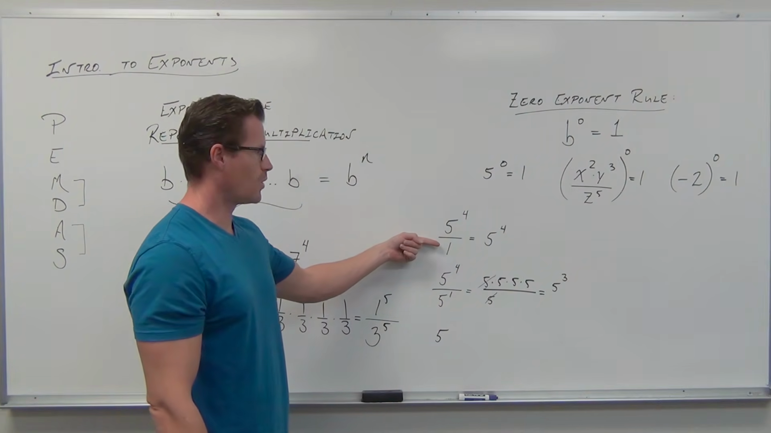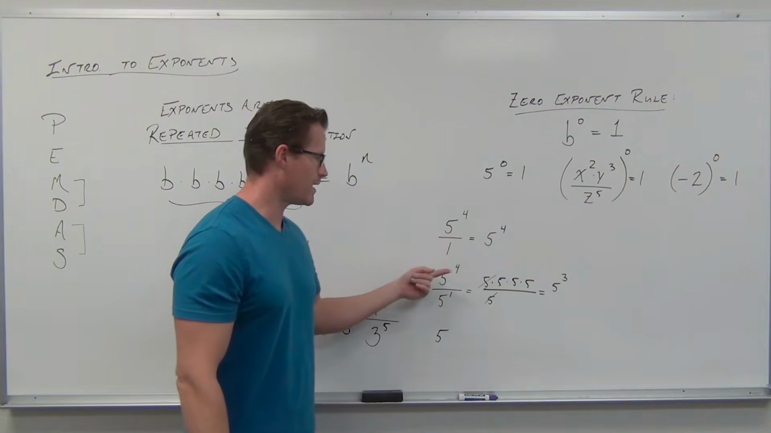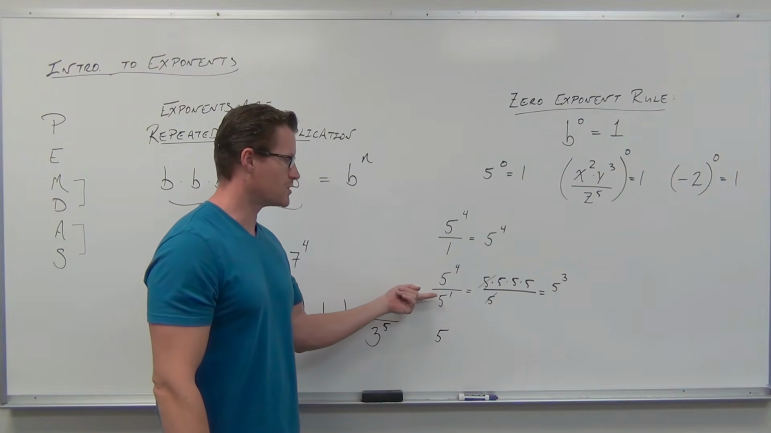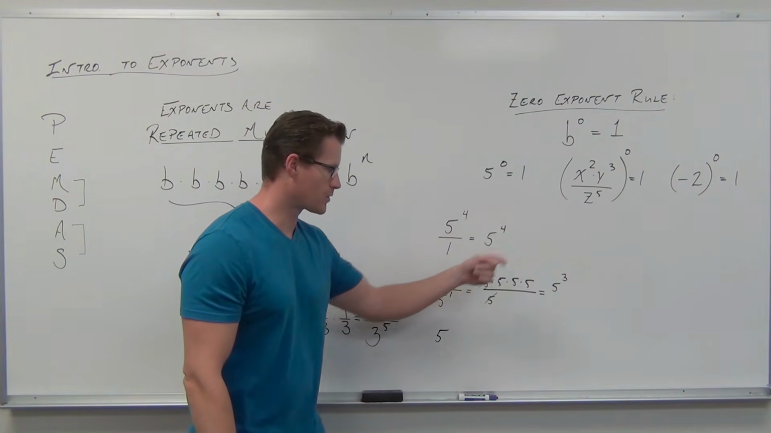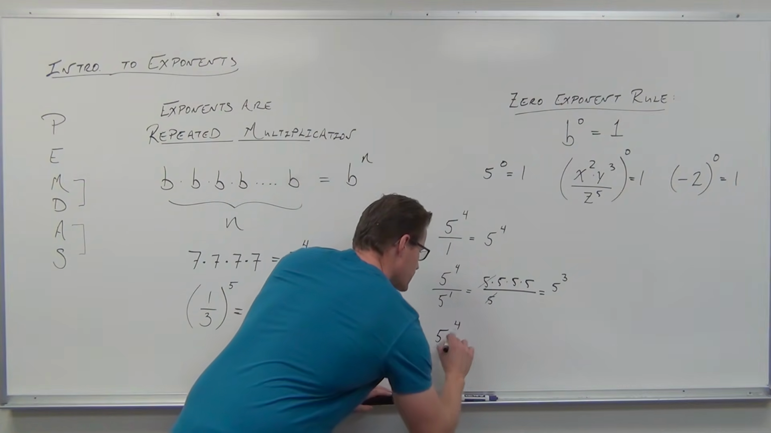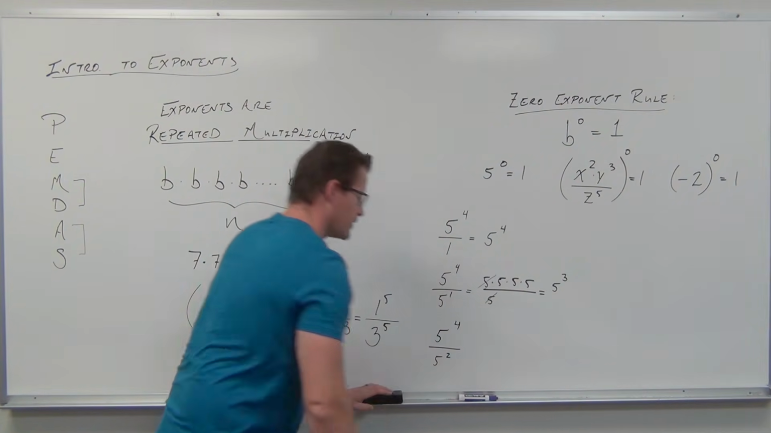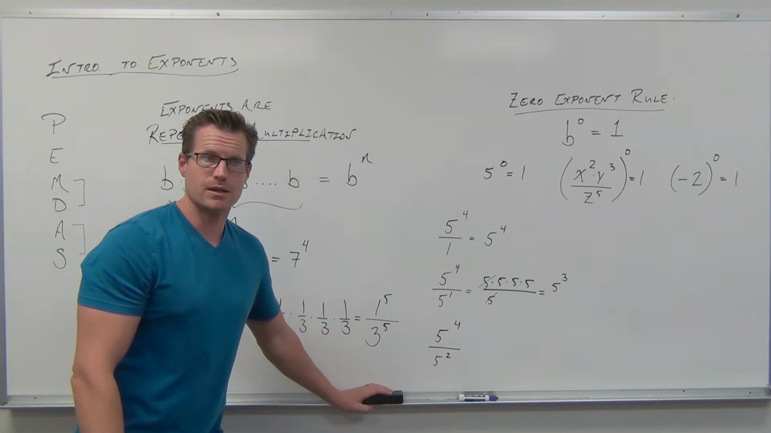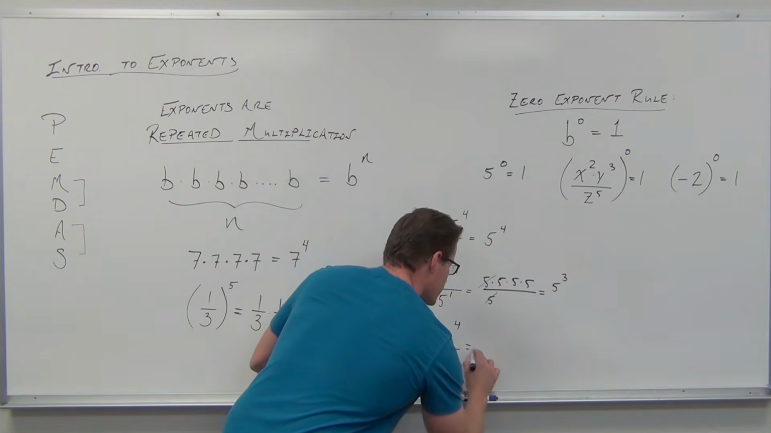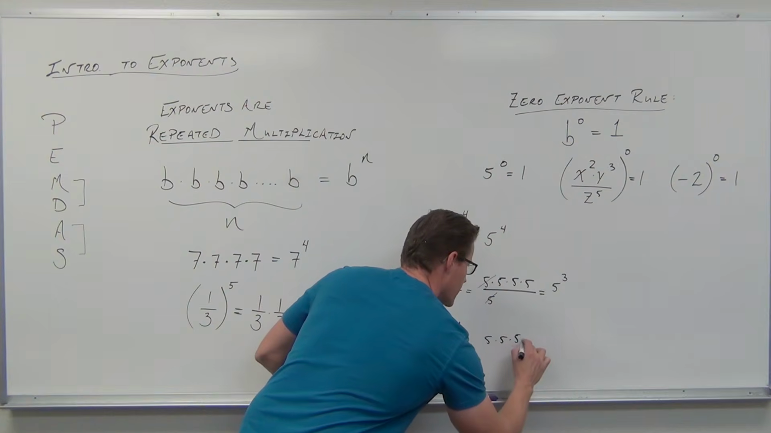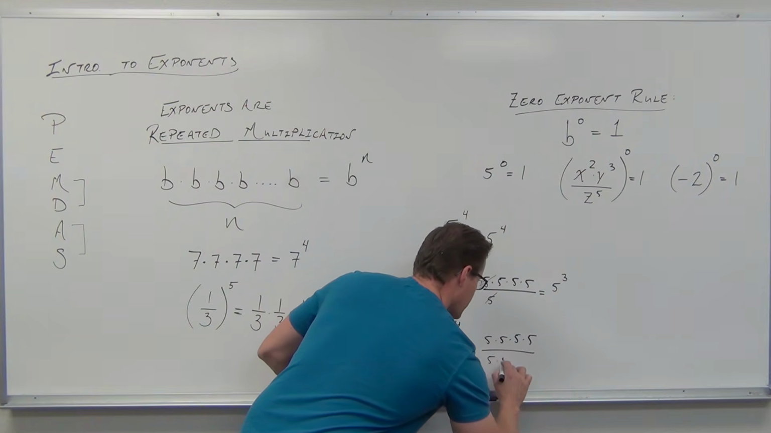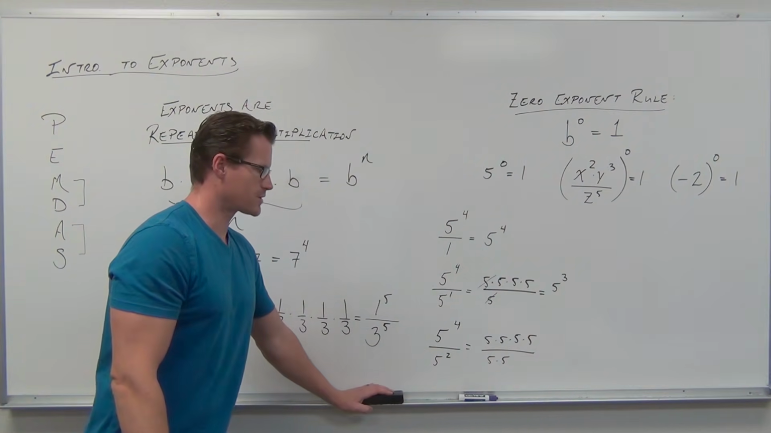5 to the 4th divided by 1, anything divided by 1 gives us back what we have. 5 to the 4th divided by 5 to the 1st gives us 5 to the 3rd. How about 5 to the 4th divided by 5 squared, or 5 to the 2nd? Well, our numerator's not changing. 5 times 5 times 5 times 5. Our denominator, well, we get 5 squared.